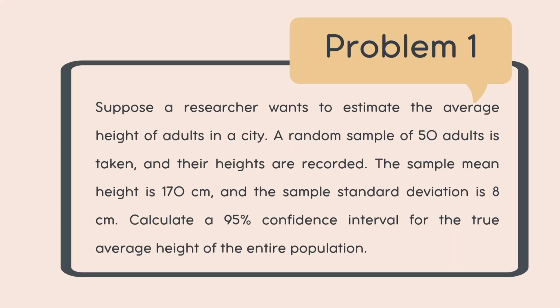Now, let us try to solve this problem. Suppose a researcher wants to estimate the average height of adults in a city. A random sample of 50 adults is taken, and their heights are recorded. The sample mean height is 170 cm, and the sample standard deviation is 8 cm. Calculate a 95% confidence interval for the true average height of the entire population.